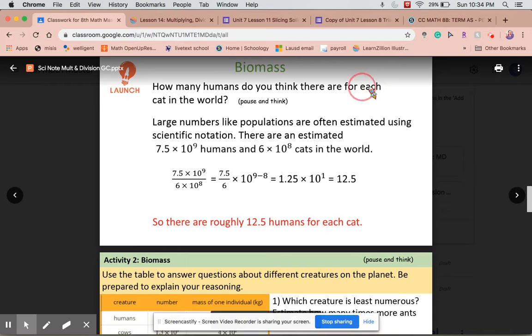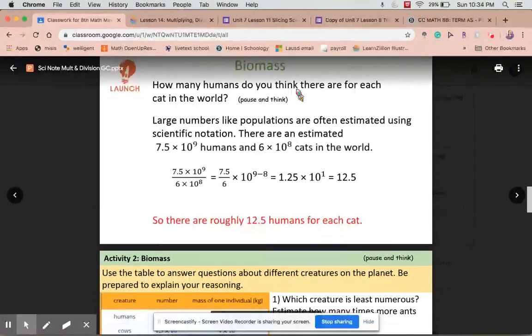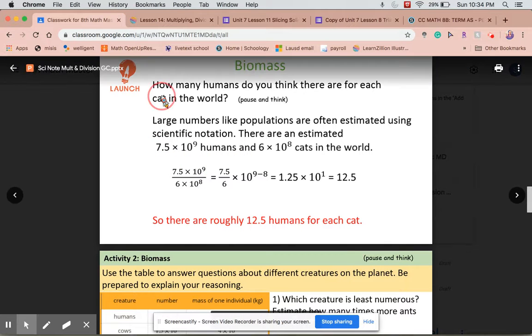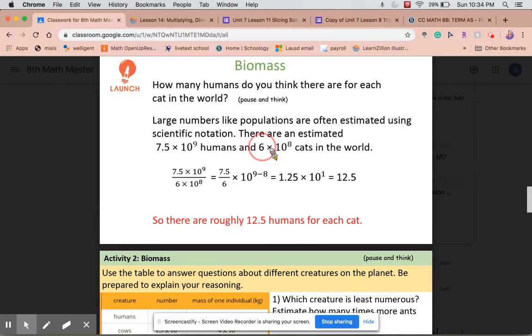So when we see that word each, how many of one thing for each of something else, that means division, okay? And what was the first thing we saw? Humans. How much is humans? This number. So that's why it's on top. What was the second thing? Cats. Okay, well, how much was cats? This number. So that's why it was at the bottom.